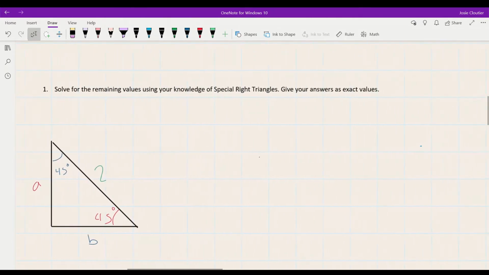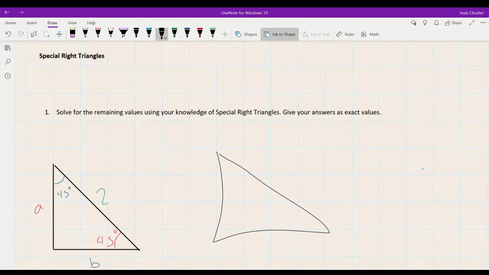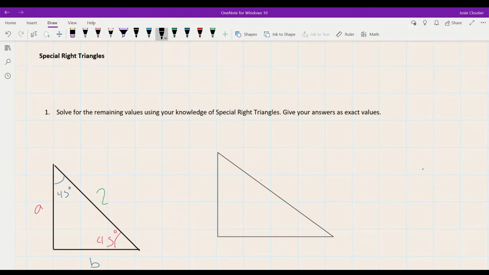Alright, let's move on to special right triangles. Solve for the remaining values using your knowledge of special right triangles. Give your answers as exact values. So, what do we know about special right triangles? Well, this triangle given to us is a 45, 45, 90. We know that because it gives us the angles. So, let's quickly draw our own right triangle. And we know that the hypotenuse is equal to x times the square root of 2, and that the sides are both equal to x.